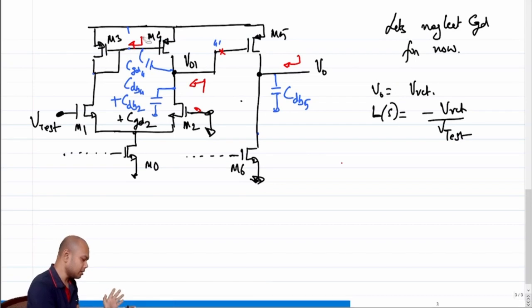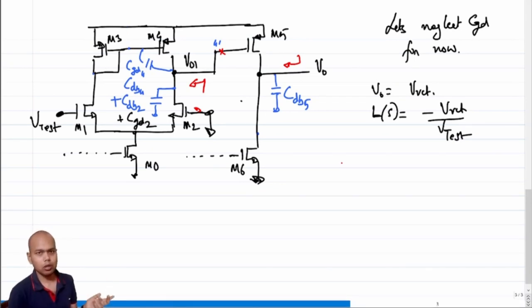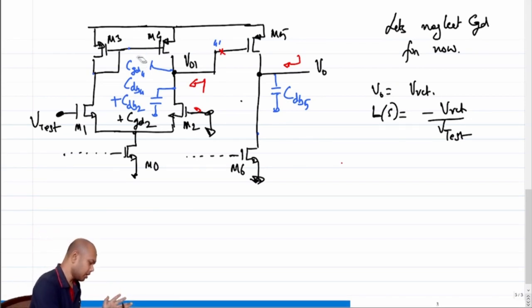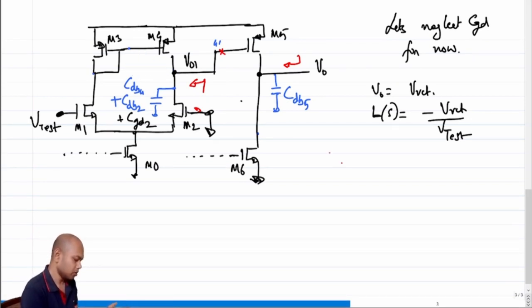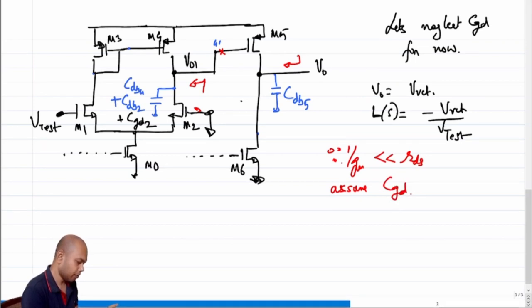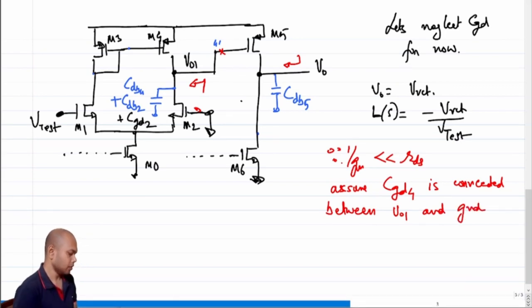So it essentially means that the CGD4 we can assume to be also grounded, right, because ultimately 1 over gm is much less than RDS, right? Assume CGD4 is connected between V01 and ground. So if that is the case, we can add up CGD4 here also, right.